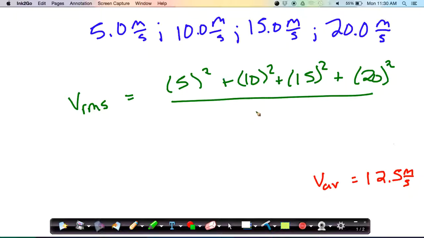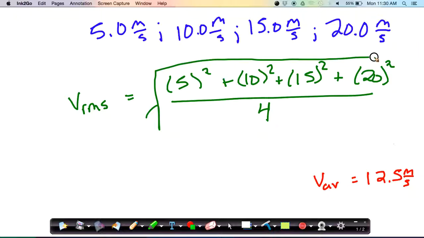So I'm going to go ahead and add those all up, divide by the number of elements, and then I'm going to take the square root. So what I'm doing here is I'm getting the square root of the average of the squares of the velocity. And that would be the root mean square velocity. So what we end up finding here is that our root mean square velocity or root mean square speed comes out to be 13.7 meters per second. So take a look at that.